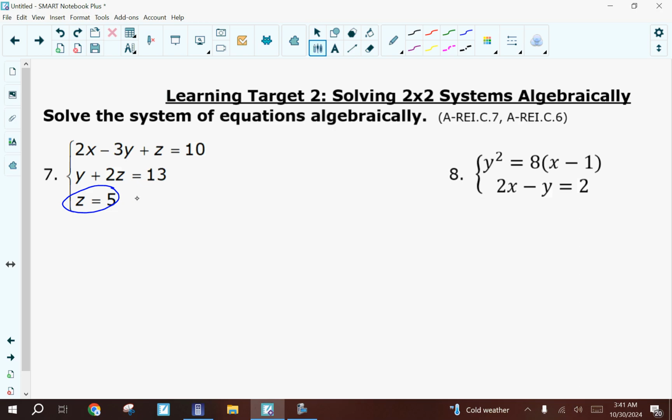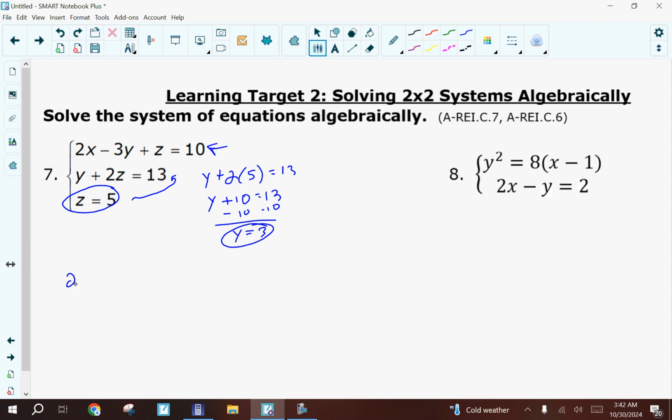So this one right here, we're going to go ahead and plug that back up into the problem right before. So I'm going to have y plus 2 parentheses equals 13. And I'm going to stick in that 5. So this is y plus 10 equals 13. Subtract 10, subtract 10. And then we get y equals 3.